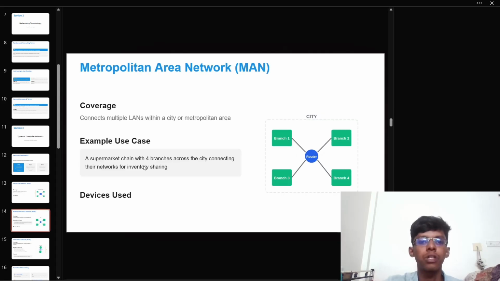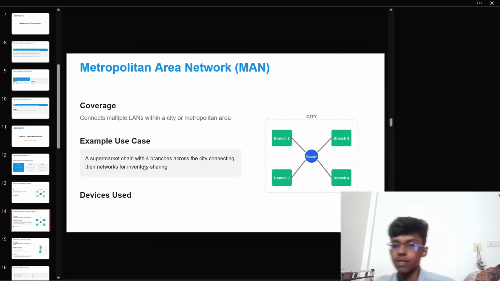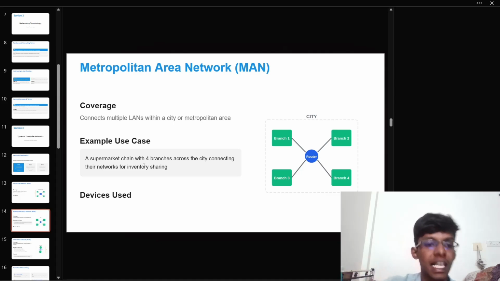Next thing is metropolitan area network. Its coverage is larger than the LAN. It could cover a city, two cities, and connect many things. So this connects multiple LANs within a city or metropolitan area. Instead of just one building, we are talking about connecting different locations across the city. Example, a supermarket chain with 4 branches across the city connecting their networks for inventory sharing. It's an analogy, right?